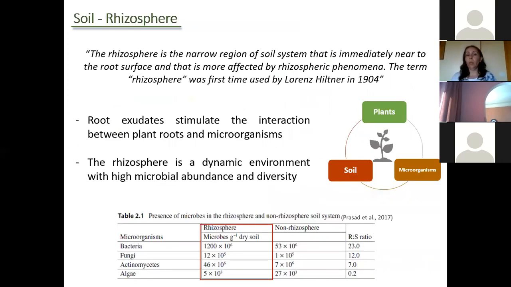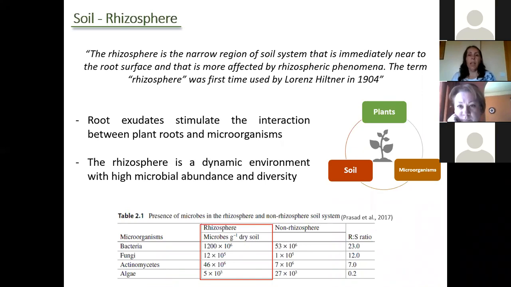So we know that in the rhizosphere we have several hotspots related with the plant. The rhizosphere is the narrow region around the root system, and we can observe a big interaction between the plant roots and microorganisms. This is mostly stimulated by root exudates. And we also know that the rhizosphere is a dynamic environment where we can find a high abundance and also high diversity of microorganisms.